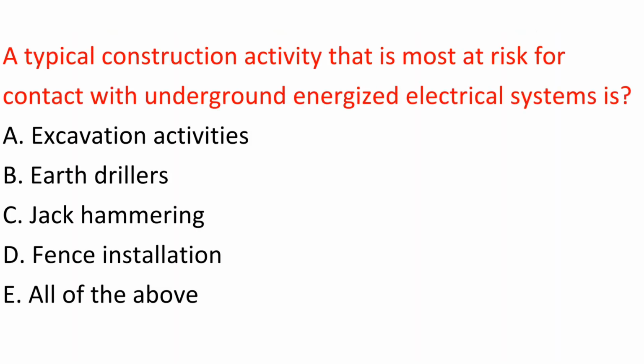Question: A typical construction activity that is most at risk for contact with underground energized electrical systems is A. Excavation activities. B. Earth drillers. C. Jackhammering. D. Fence installation. E. All of the above. Answer: E. All of the above.